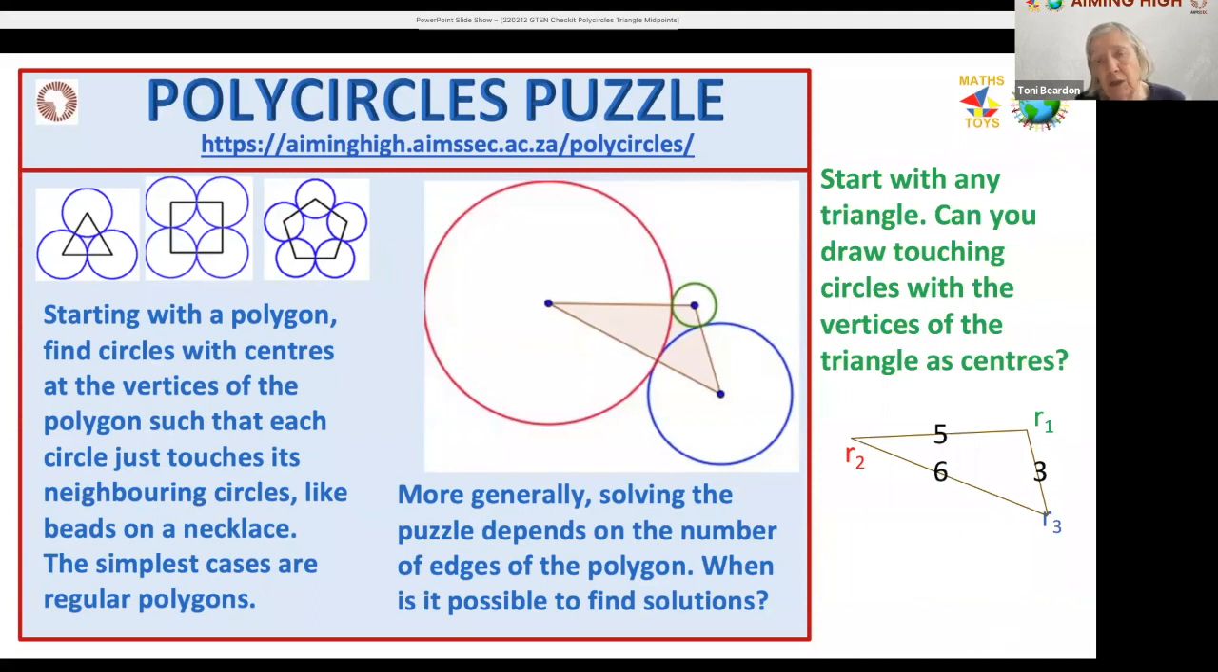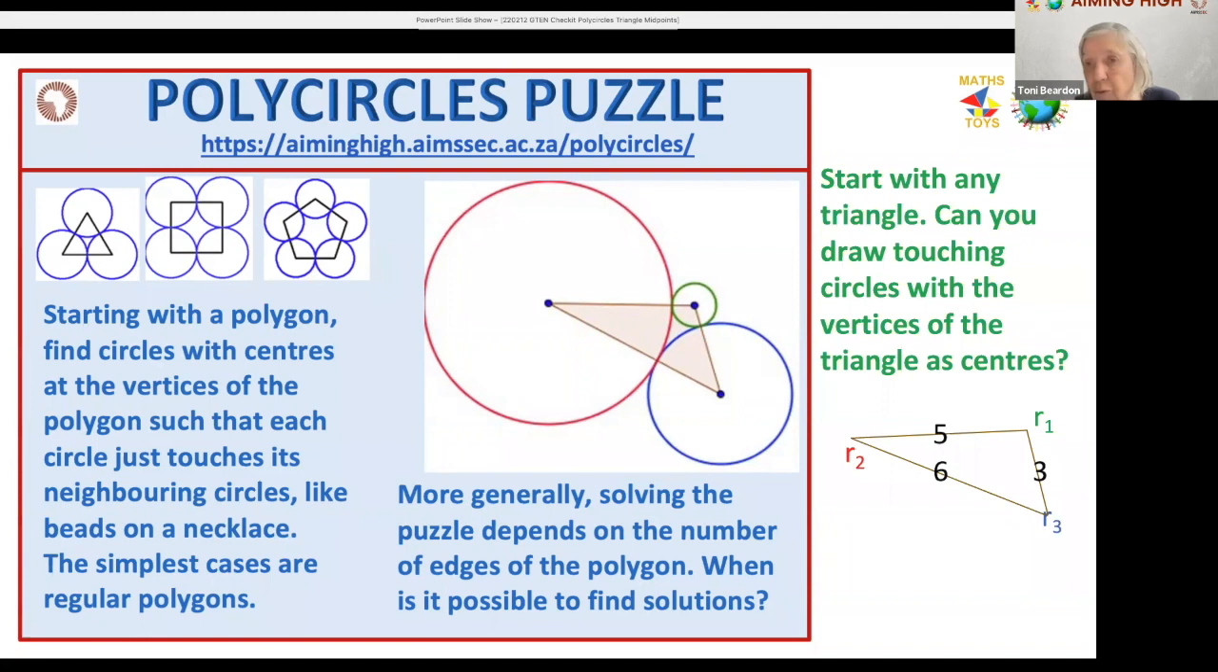It's actually a Checkit. It's exactly the same problem. You need R1 plus R3 to be 3. So the solution turns out that R1 is 1 and R3 is 2. You need R2 plus R3 to be 6. So we have 4 plus 2 equals 6 there. And R1 plus R2 is 5. We have R1 is 1, R2 is 4.